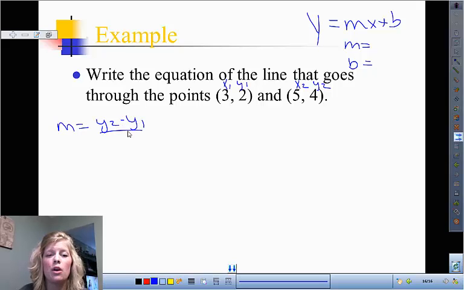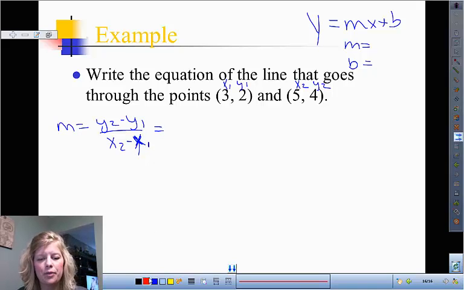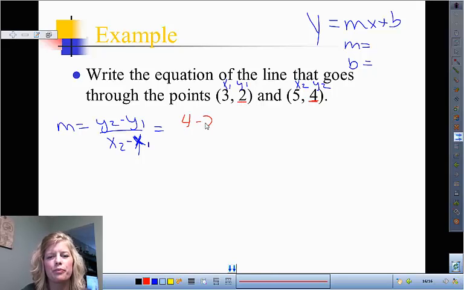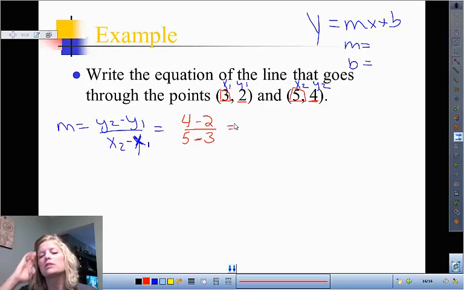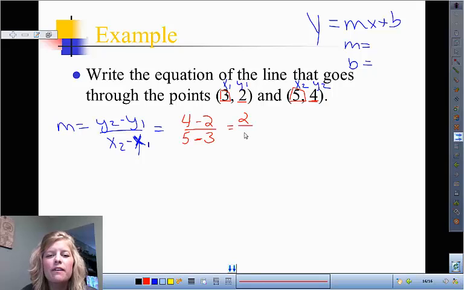y2 minus y1 over x2 minus x1 equals, alright, well let's substitute. y2 is 4 minus 2. x2 is 5 minus, so 5 minus 3. Well, what's 4 minus 2? 2. What's 5 minus 3? 2. Simplify that. 2 divided by 2 is 1. Alright, so now we know what m is.